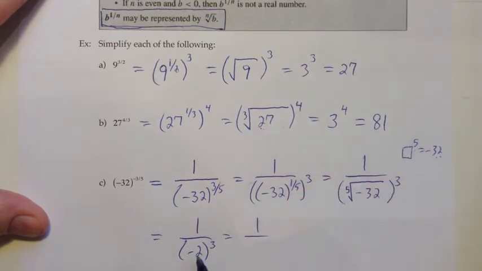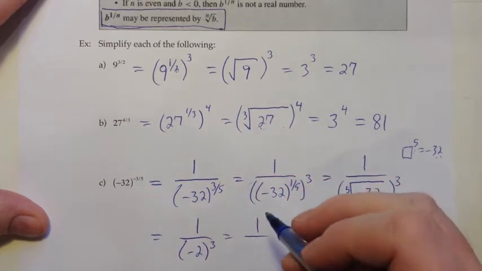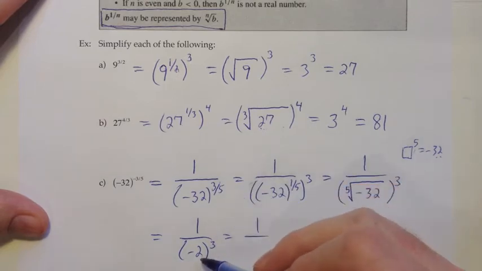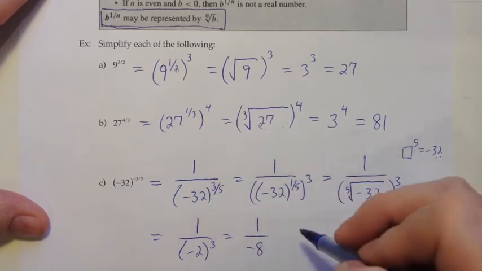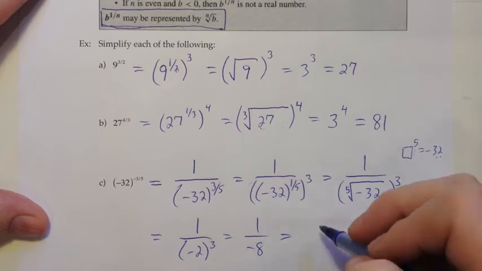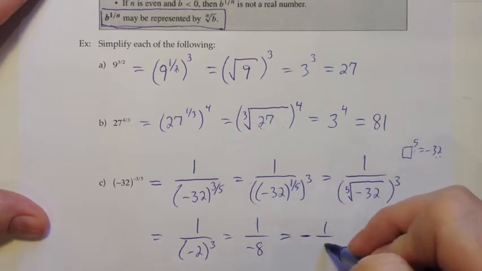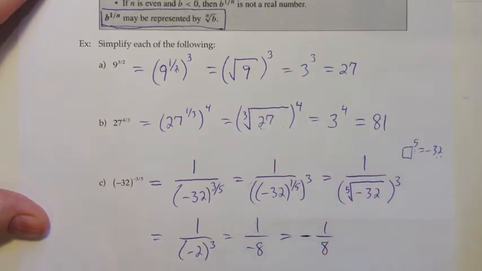So 1 over negative 2 to the 3rd. Negative 2 times 2 is 4, times another negative 2 would make that negative 8. And then finally, I wouldn't like the negative in the denominator, so I would just pull that out front and say that my answer is negative 1/8.